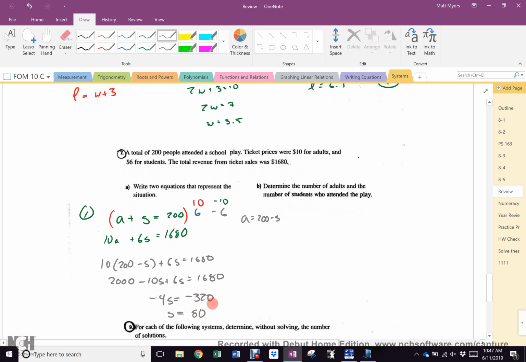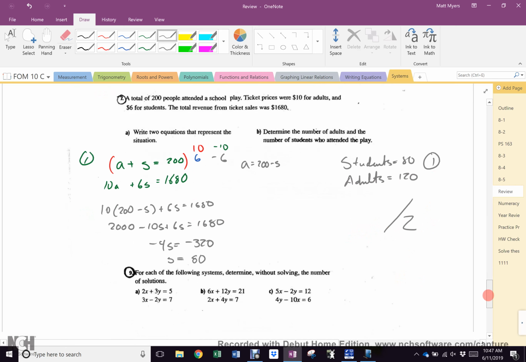If S is 80, students equals 80. What does adults equal? 120 for 1 more mark, making the whole thing out of 2.